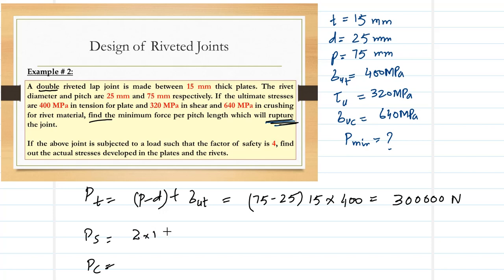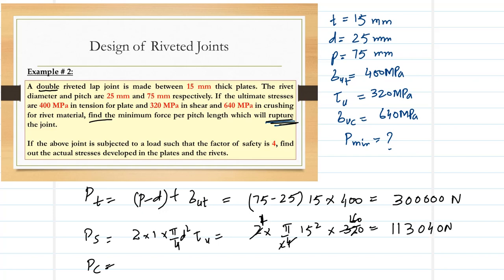For shearing load, double riveted, so we have two for the number of rows. One is for shearing area, because it is a lap joint, pi by 4 d square, and because of shear you have to find tau u. So 2 into pi by 4 into 15 square into 320. Or you can say it's 3.14 into 15 square into 160. It's 113,040 newton.